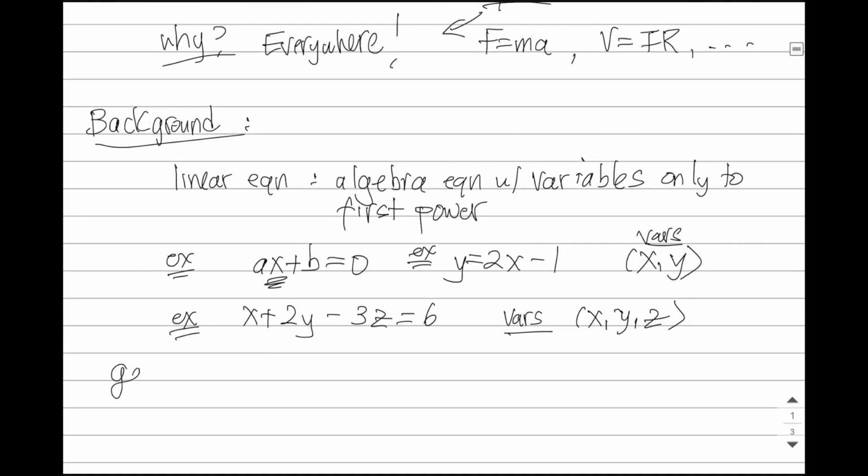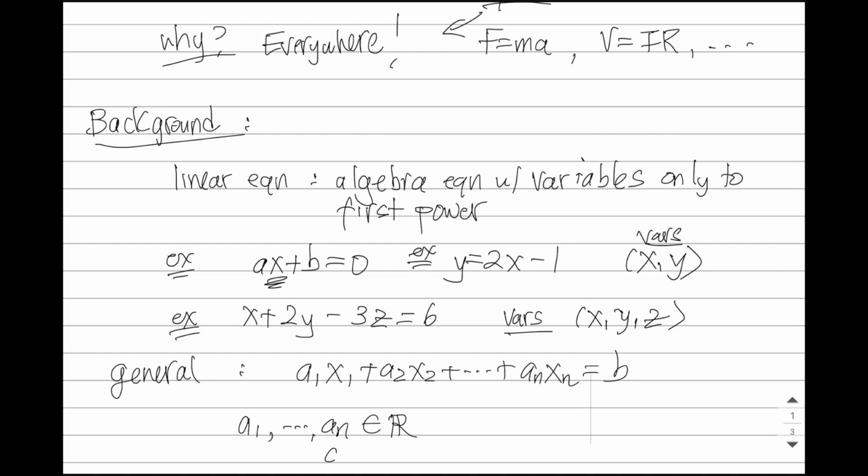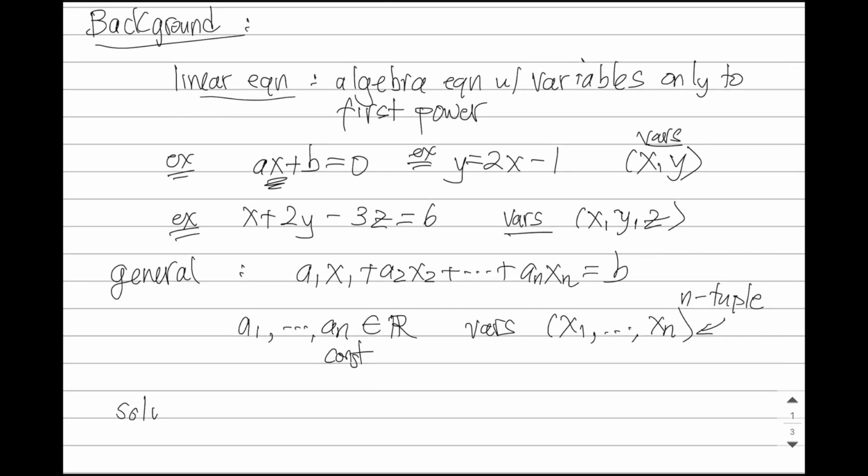The most general way of writing a linear equation for us is going to be something like this: a1 x1 plus a2 x2, down to an xn, equals some b. a1 through to an are all elements of the set of real numbers, so they're all constants. And the variables, in our case, form what we call an n-tuple. It's more than a couple, it's more than a triple, it's just grouping them all together.